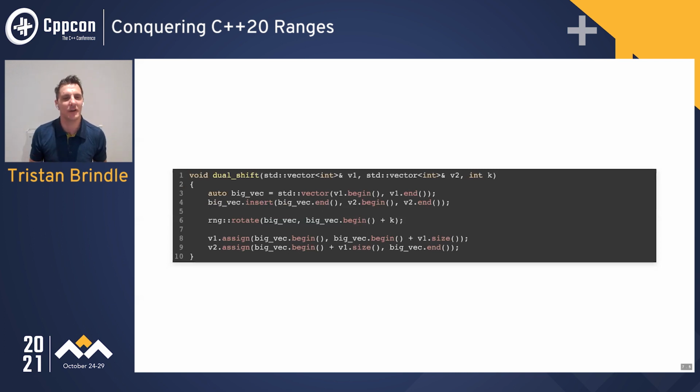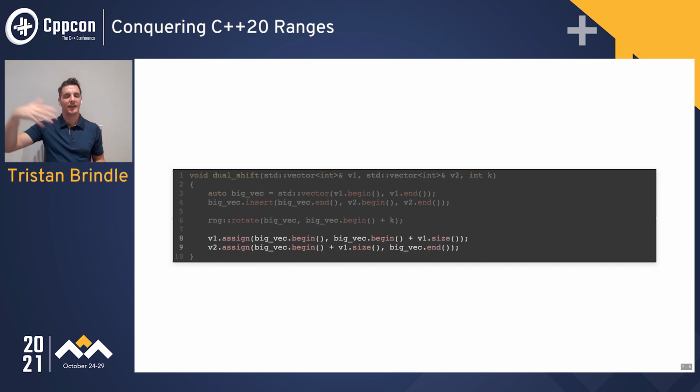But the only way I thought to do it was to copy the contents of V1 and V2 into some temporary working vector. I've helpfully named it Big Vec because it's going to be quite big. This contains all of V1 followed by all of V2. We do a rotation on this Big Vec by k places. And then finally, we copy out of our Big Vec back into V1 and V2, so we pretend that we modified them in place.